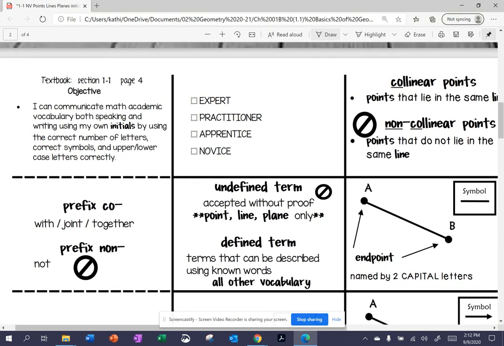My learning objective today is I can communicate math academic vocabulary, both speaking and using my own initials, by using the correct number of letters, correct symbols, and upper or lowercase letters correctly. Let's just evaluate where we are on that. If we've never heard of that before, we're a novice. And if we know how to do this already, we're an expert, or we're somewhere in between.